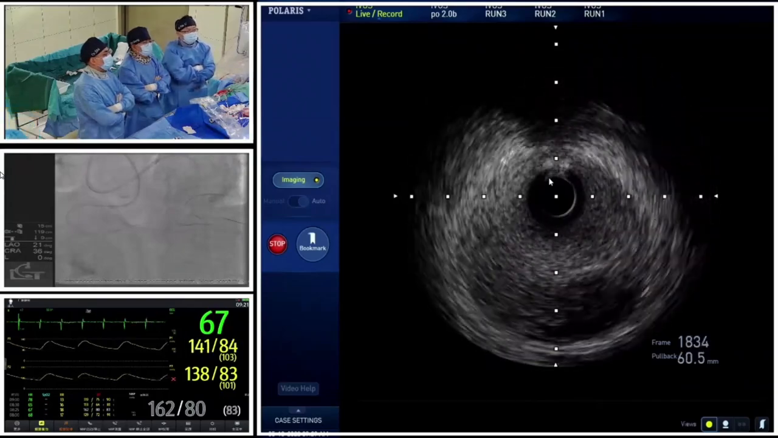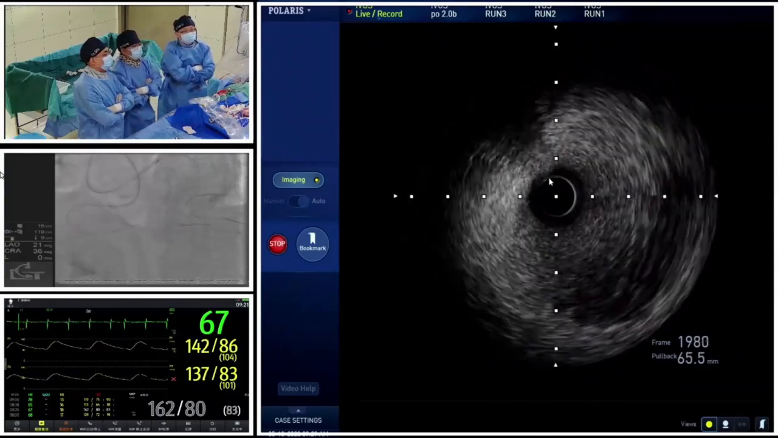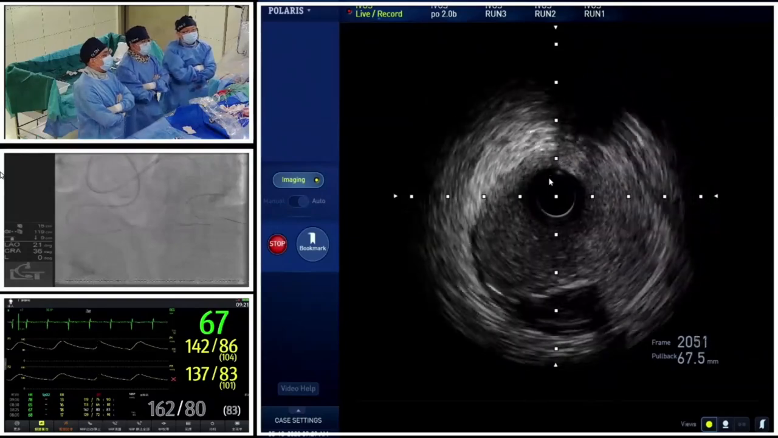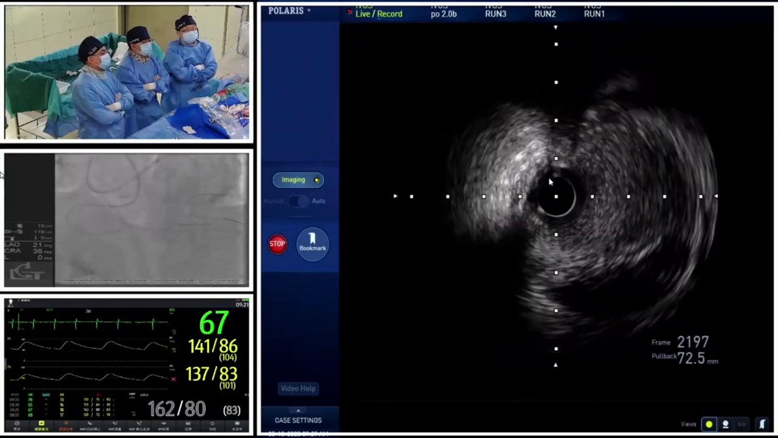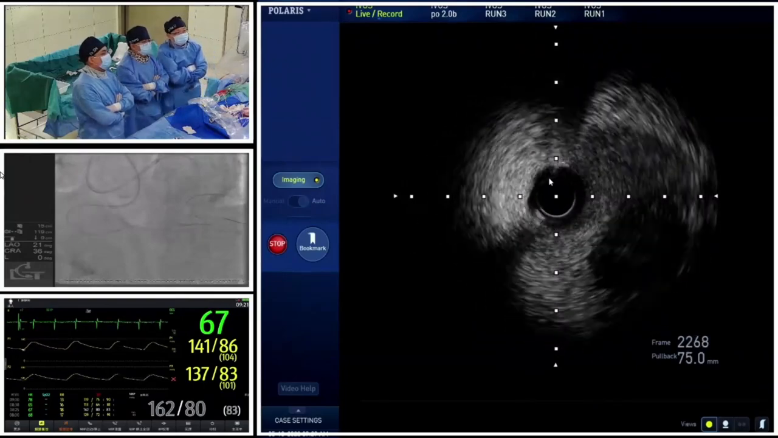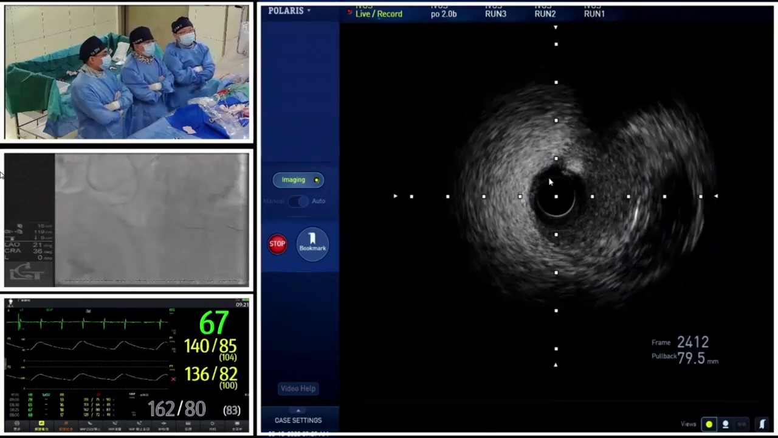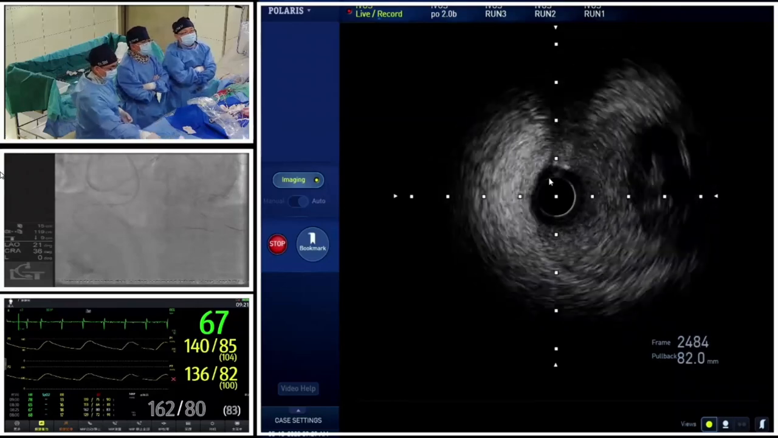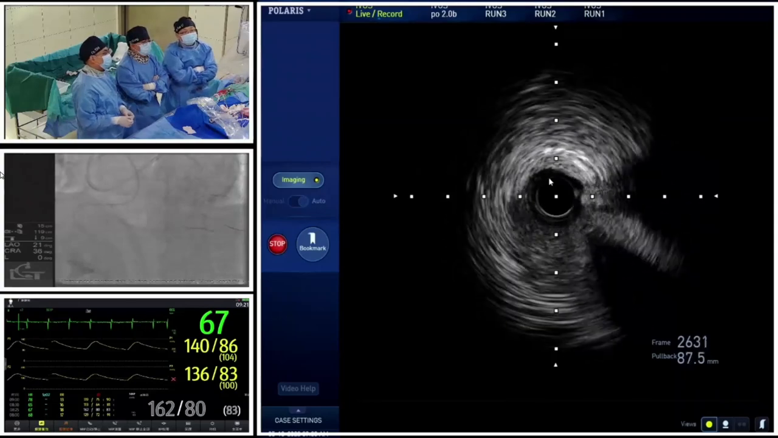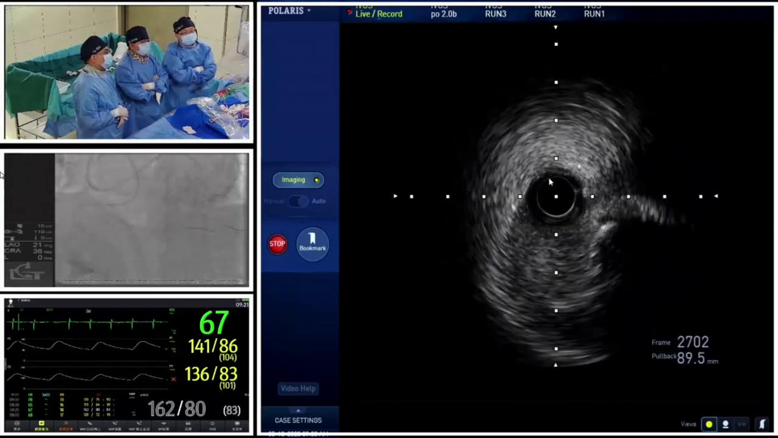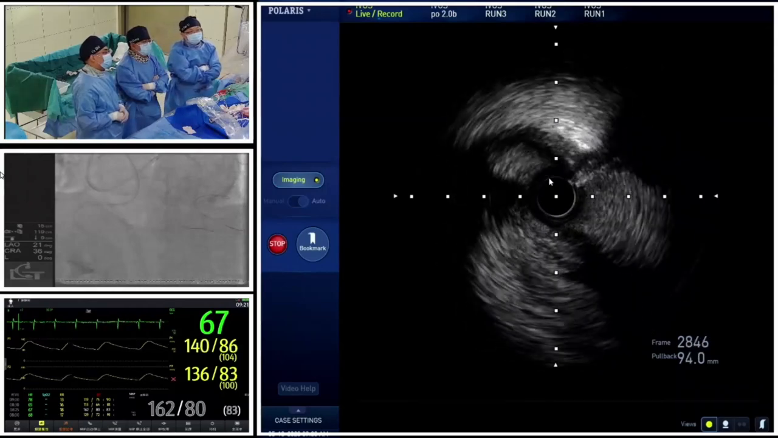Okay, we are still in the subintimal space. We can see the compressed intima on the side of the vessel. Due to the scoring balloon dilation, we have a very good instant lumen gain. And now we are coming into the proximal site of the RCA. We do not worry too much because there is no major big side branch during the subintimal tracking. So this is a great guarantee to the prognosis of this patient.